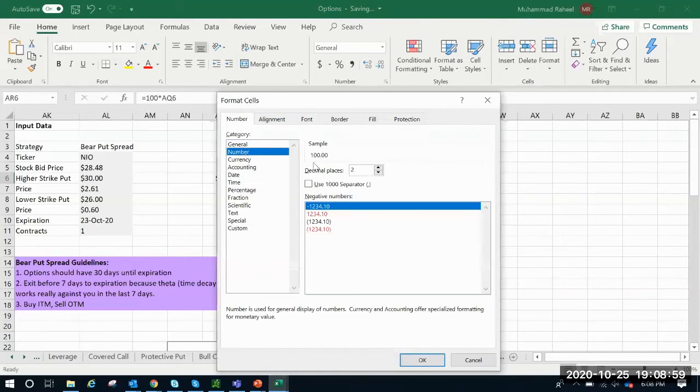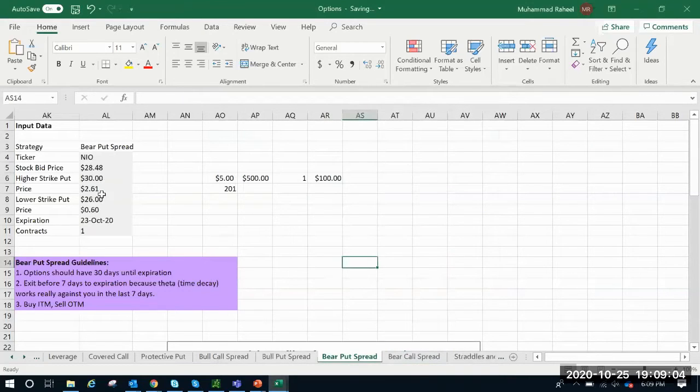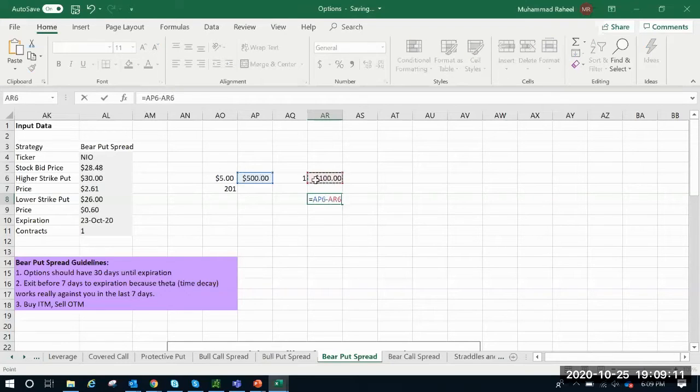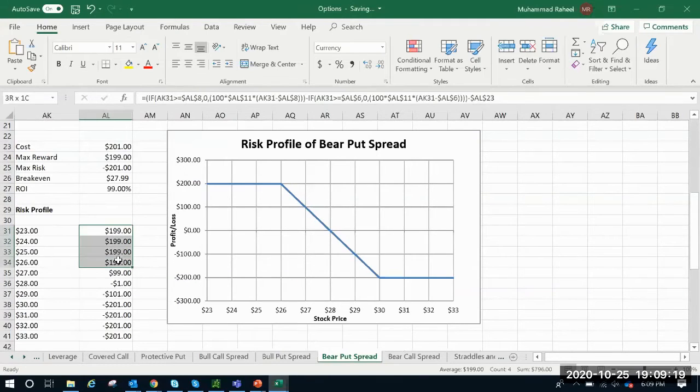But this was not a free bet. You had to pay $201 to enter it. So net P&L would look like you made 500, you lost 100, but you paid $201 to get into this spread. So your maximum gain will be $199, and it will be flat after that. And that's what the P&L will look like: if the stock keeps going down, you will still make $199 on this, which is a return of almost 100%, because your maximum risk was $201.